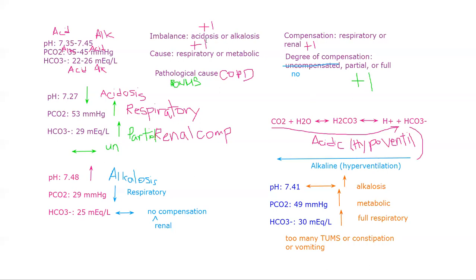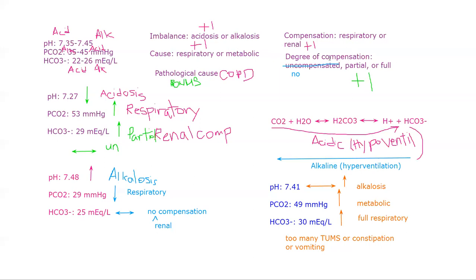So remember, acidosis, pH is low, below 7.35. Alkalosis, pH is above 7.45. Respiratory cause is if the PCO2 is in an acidosis state above 45, or in an alkalosis state if it's below 35. If it's a metabolic cause, then if you're in acidosis, your bicarbonate is going to be lower than 22. If it's an alkalosis state, it's going to be higher than 26. Then your compensation: if it's a respiratory cause, it will always be a renal compensation. If it's a metabolic cause, it'll always be a respiratory compensation.